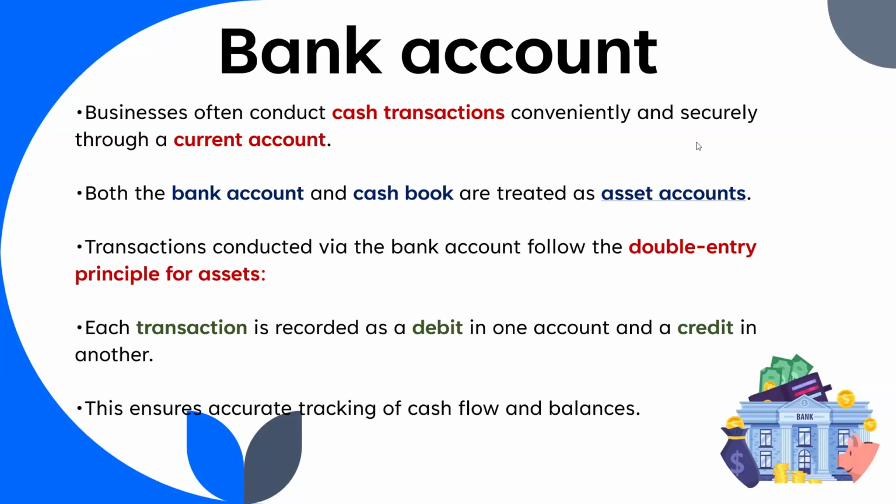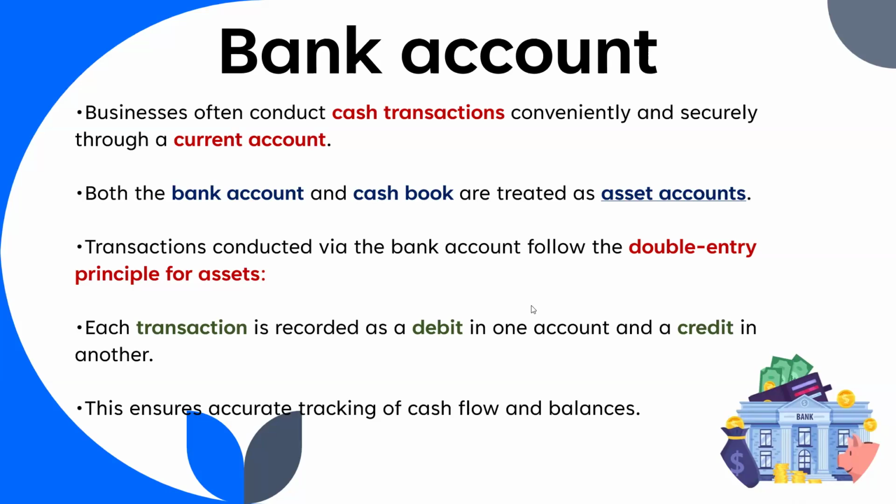So bank account and the cash book, both of these are treated as assets accounts. You know what assets are, right? We have 5 elements in accounting: assets, liabilities, equity, income, and expense. So whatever effects you get for the assets account, you get for the bank account and the cash book as well. Every time we do a transaction, we have the double entry. When you carry out transactions with the bank account, we deal with the principle just like it works with assets. We have one transaction which is debit and the other which is credit, so that you can maintain accurate cash flow and a proper balance.